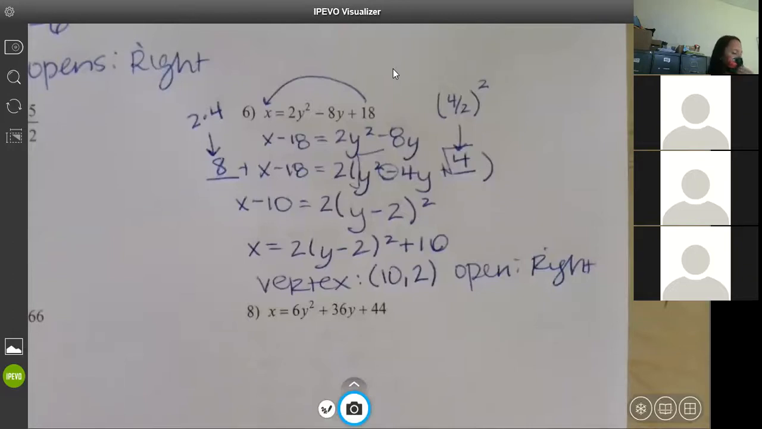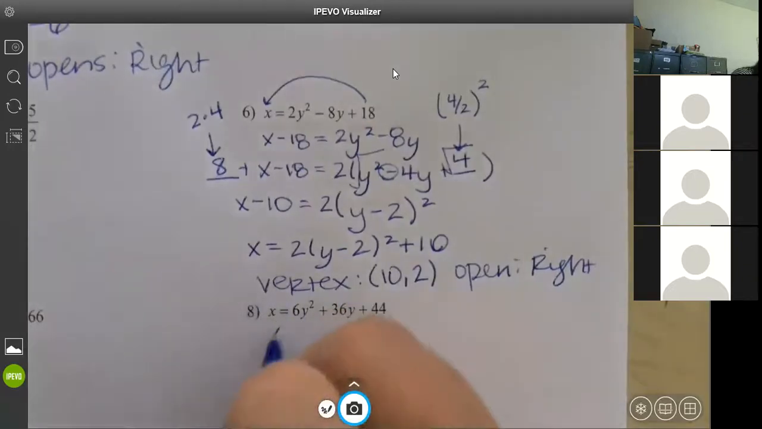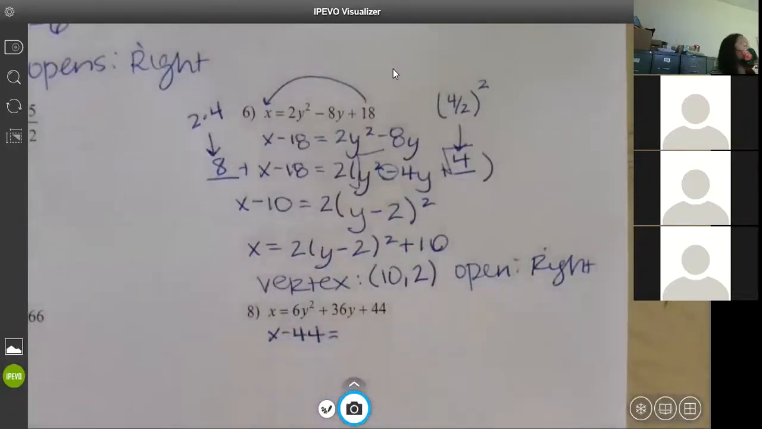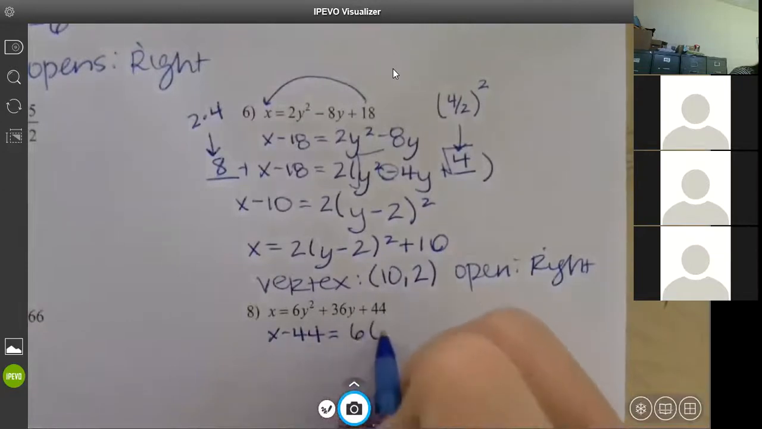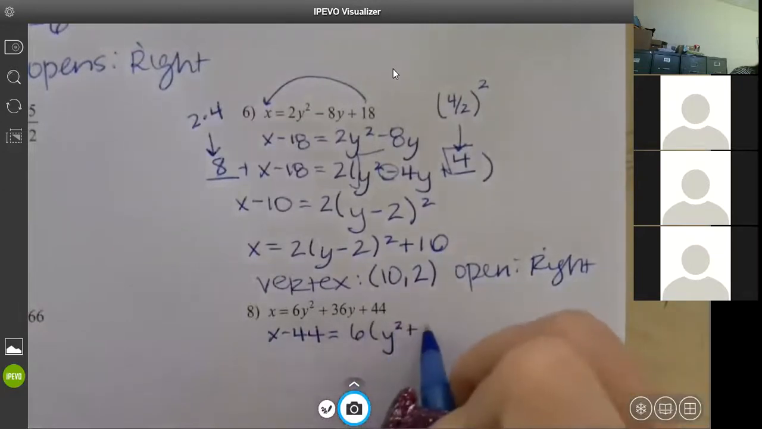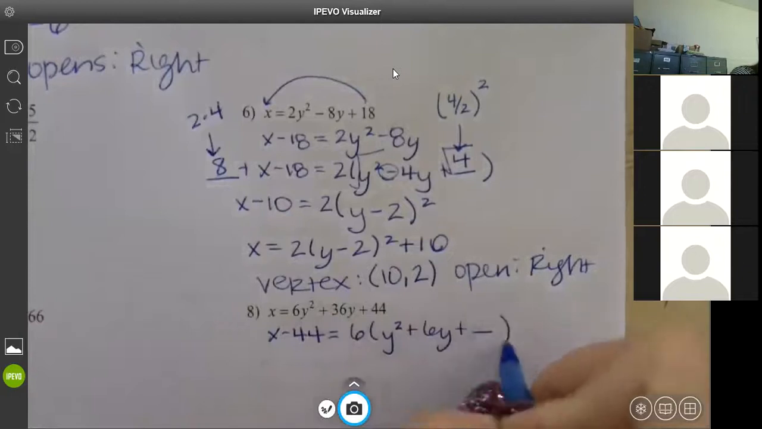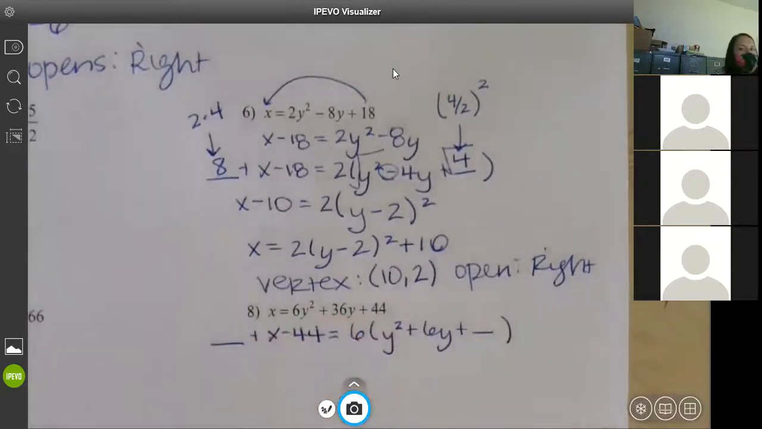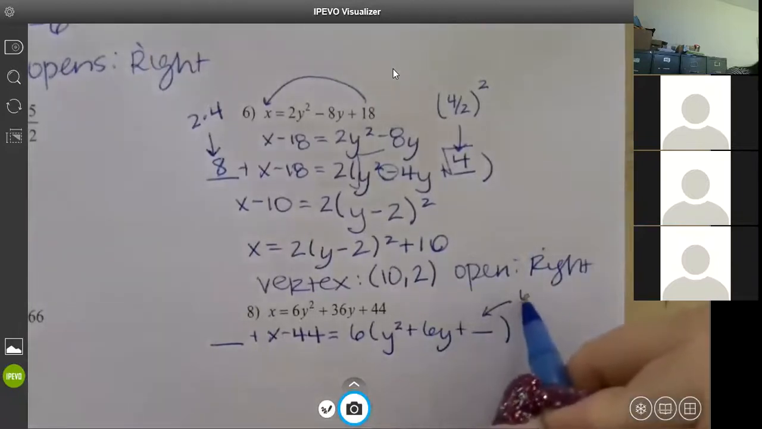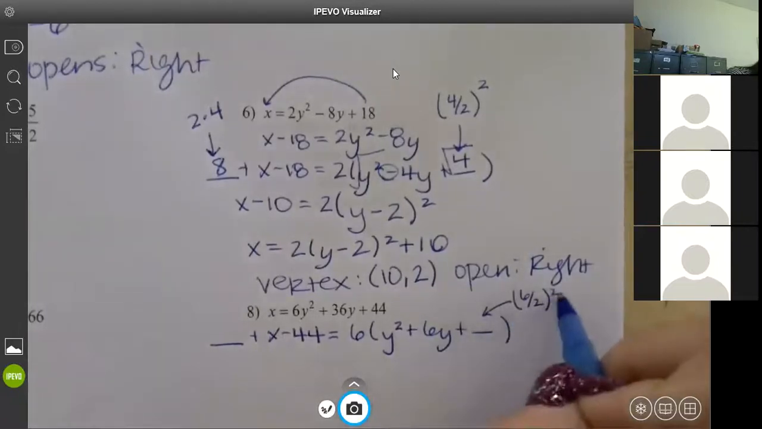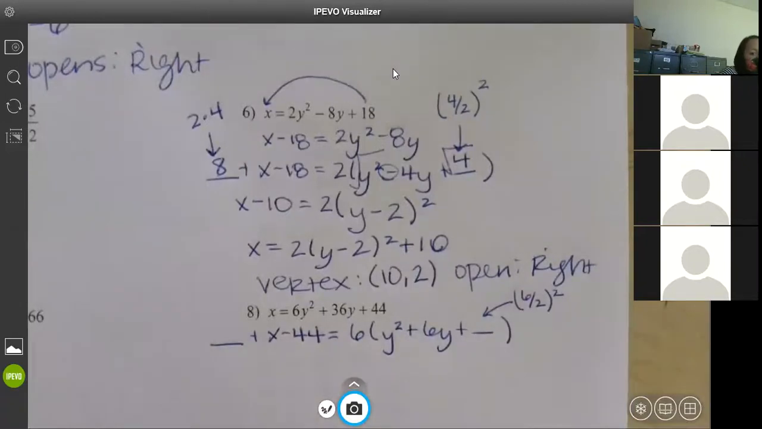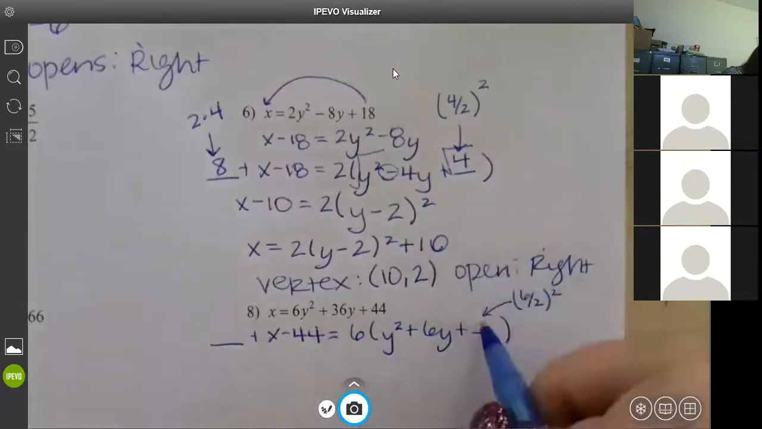So number 8, what do I do first? Subtract the 44. If you want to go ahead and take the 6 out now, you can. I just did it in 2 steps to remind y'all of the 2 steps that we did on the last one. So if you want to go ahead and take it out, that's fine. So we get y squared plus 6y, and then we can put our blanks in. Remember that this blank is 6 divided by 2 squared. What do we get? 9.